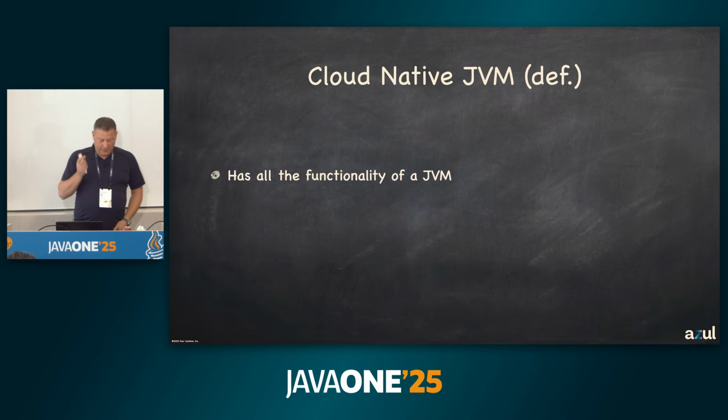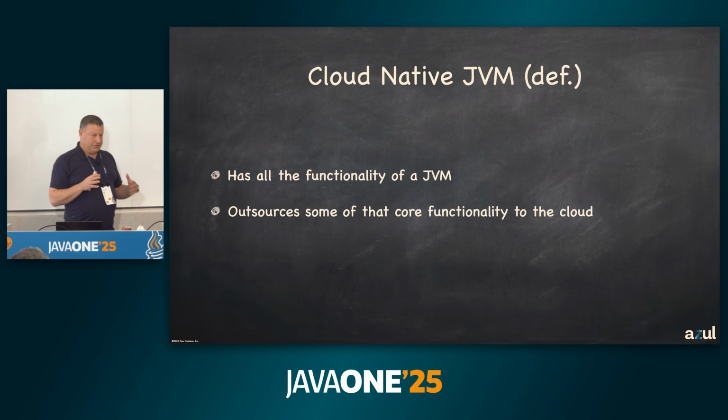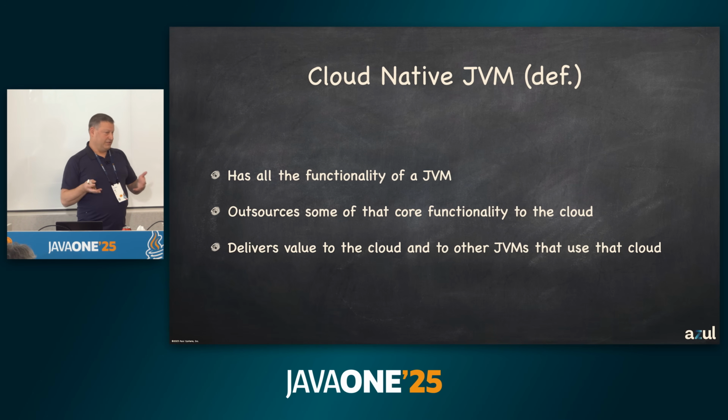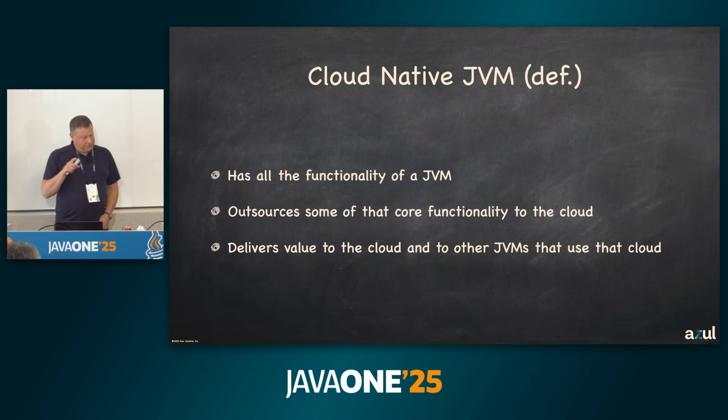In addition, it needs to outsource some key functionality that normally you do inside on your own, relying on yourself, to that cloud, the cloud that's around you. And the third one is that you need to deliver something into that cloud, something of value that others can use. For example, other JVMs, not you, could use what you delivered. If you tick all three of these boxes, you're doing something that is a Cloud Native JVM.